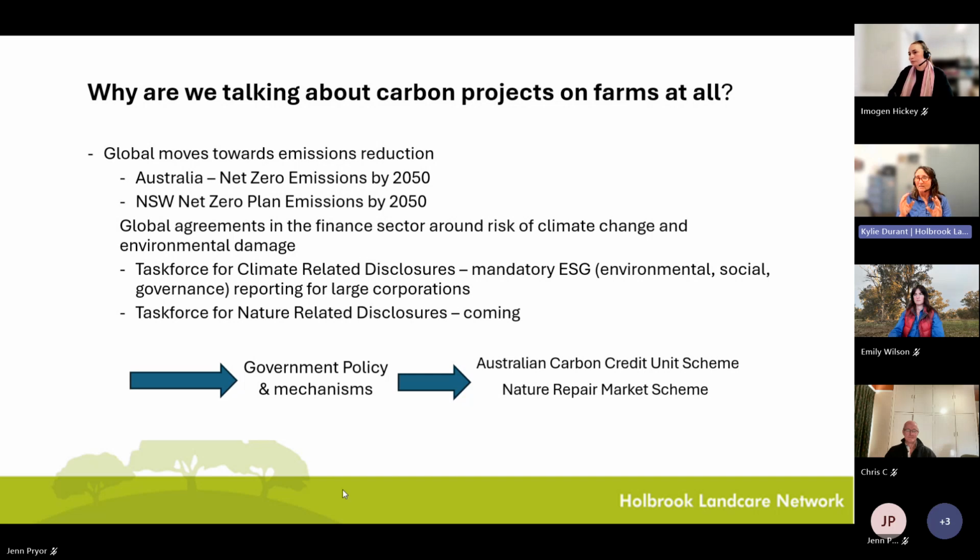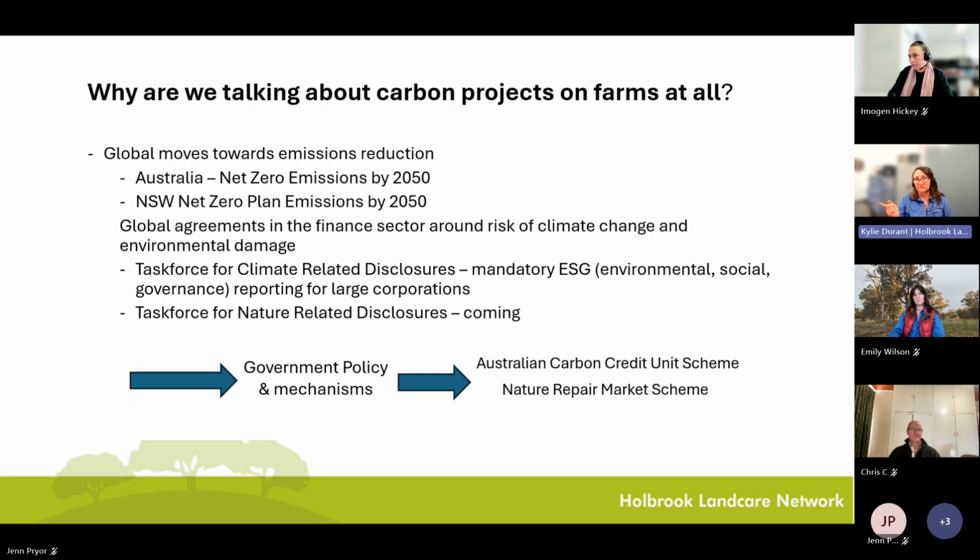And we're all talking about the same unit of carbon. And they've done the same thing in the nature repair market and created a biodiversity certificate. I'm not going to talk too much about the biodiversity stuff today, but that is a growing area as well. And so we have the instruments in place in which to create carbon markets.